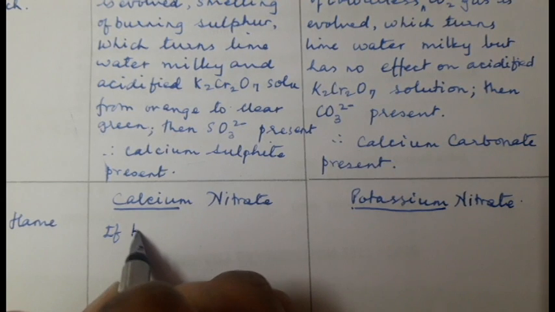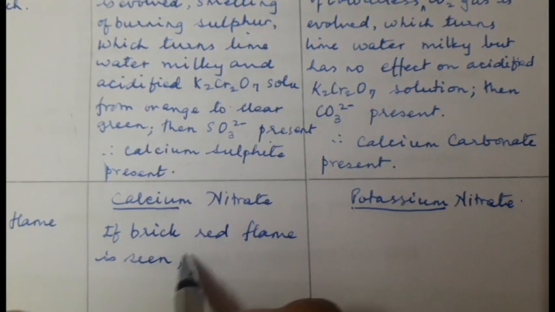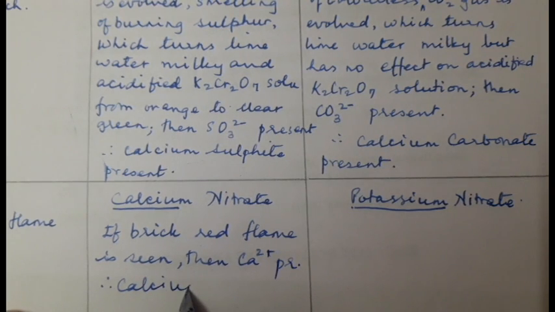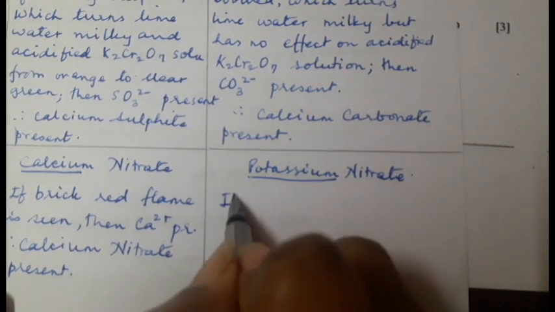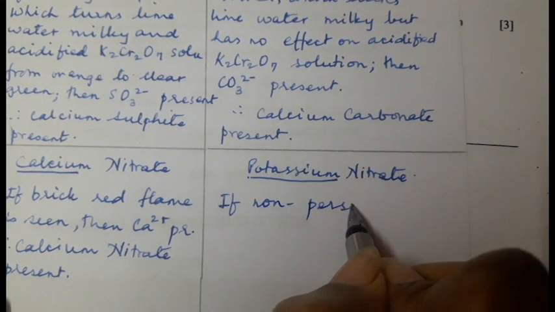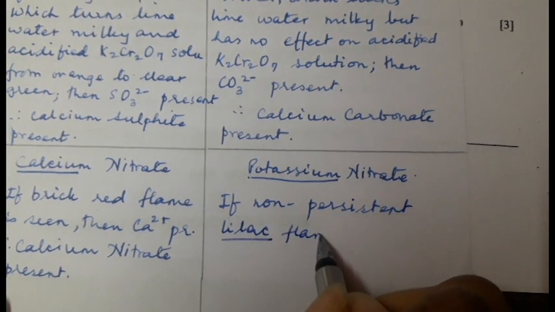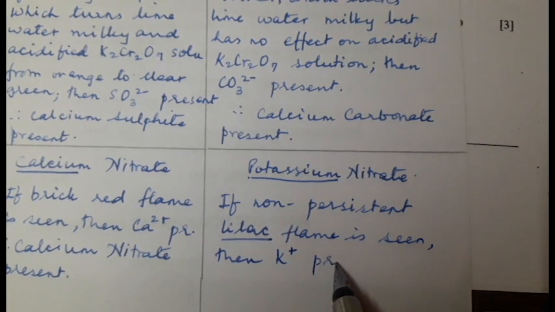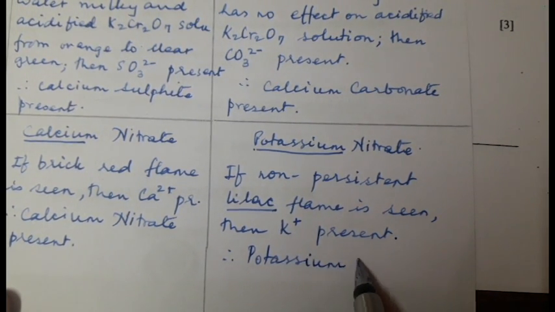So you will say, if brick red flame is seen, then Ca2+ present, therefore calcium nitrate present. Now for potassium, if non-persistent lilac flame is seen, then the cation will be potassium and therefore it would be potassium nitrate.